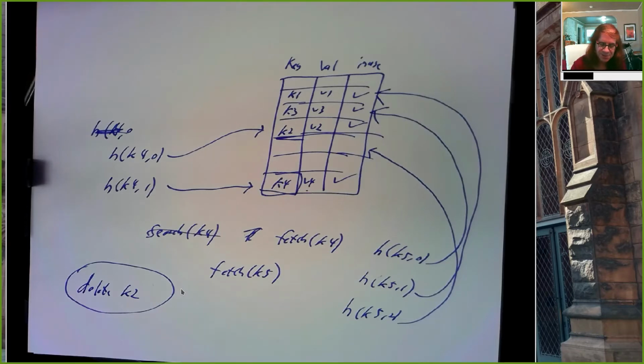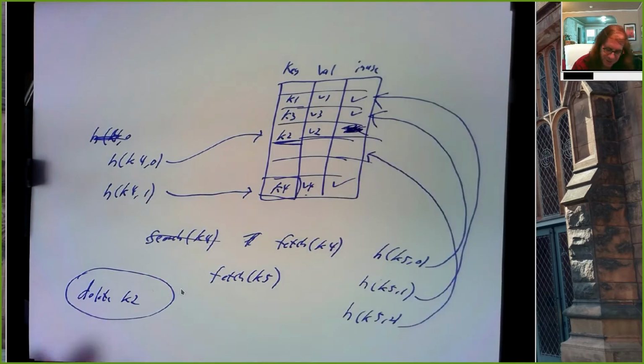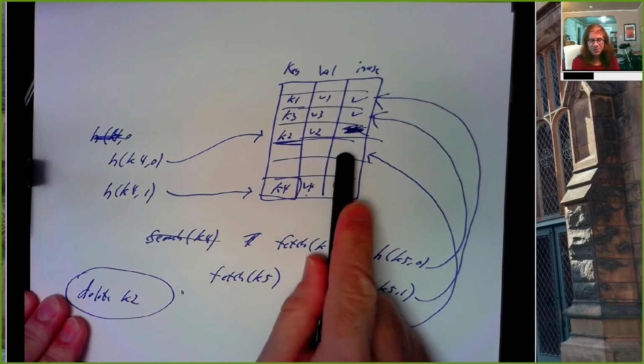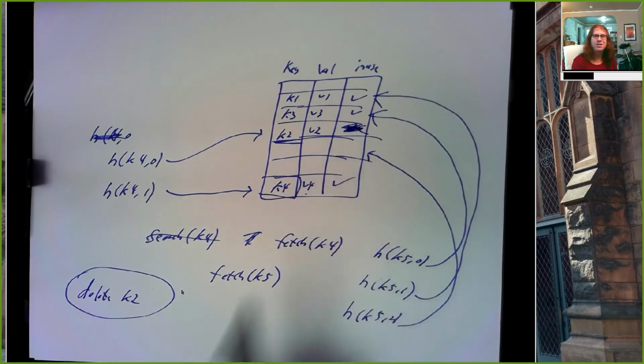Set the valid to 0. So if we clear out this valid or in use bit, now when we search for K2, it's going to hash to this location, but we're going to check the in use flag. It's not set. We're going to say, oh, K2 is not in the table. All right, there's a wrinkle in here. There's a problem that we've introduced. So who sees a problem?